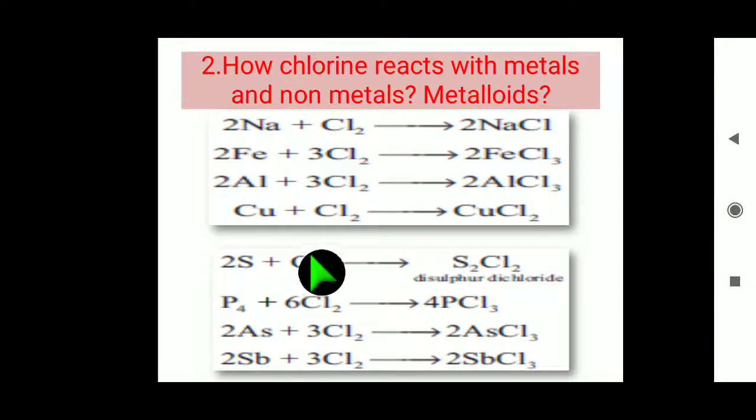Okay, the last two equations belong to metalloids, arsenic and antimony. These two are metalloids. Metalloids means the behavior is intermediate between metal and non-metal. Arsenic reacts with chlorine, arsenic chloride will form. Antimony reacts with chlorine, antimony chloride will form.